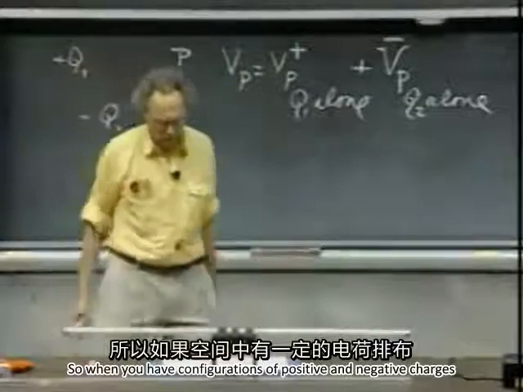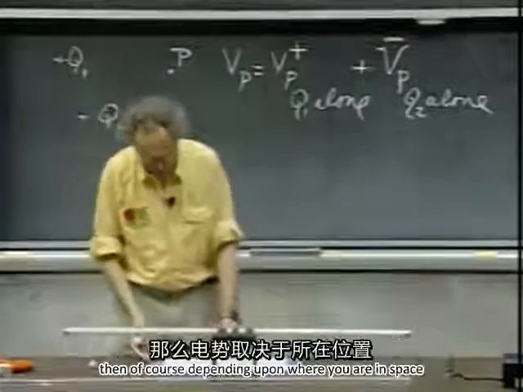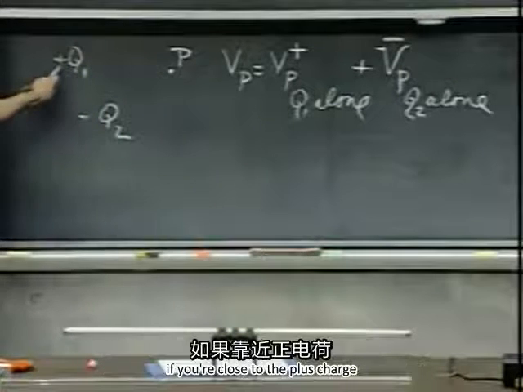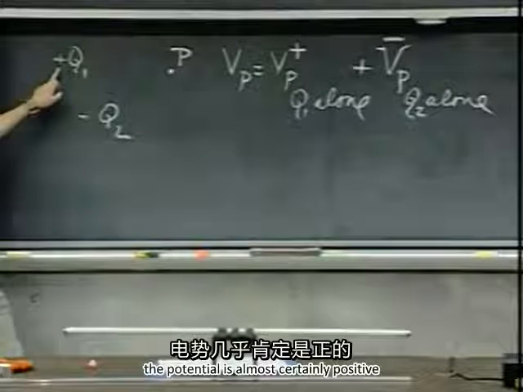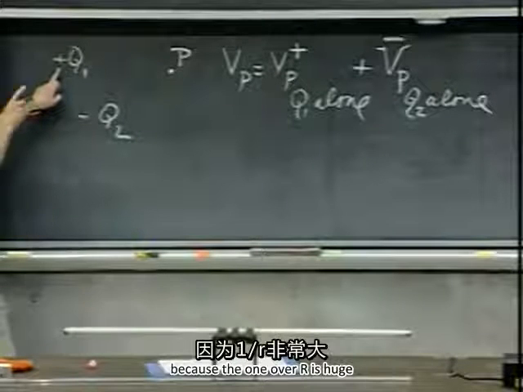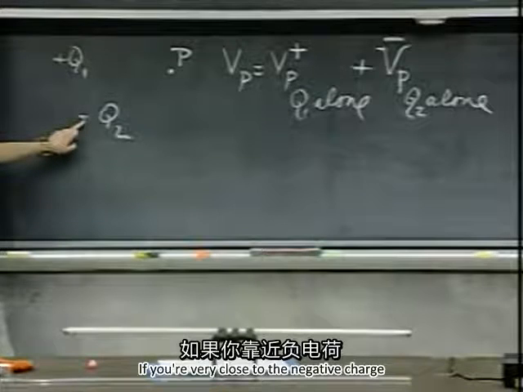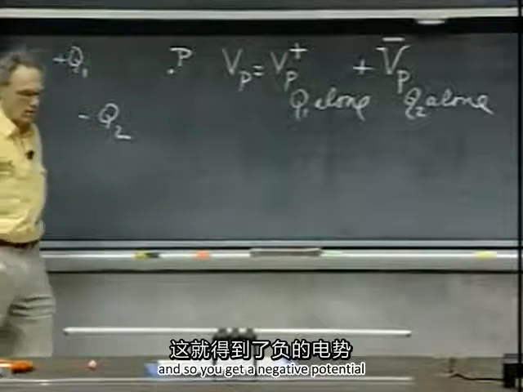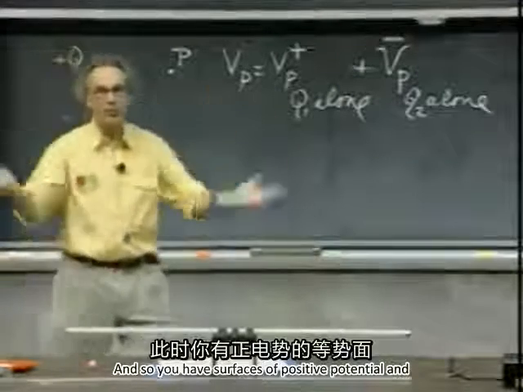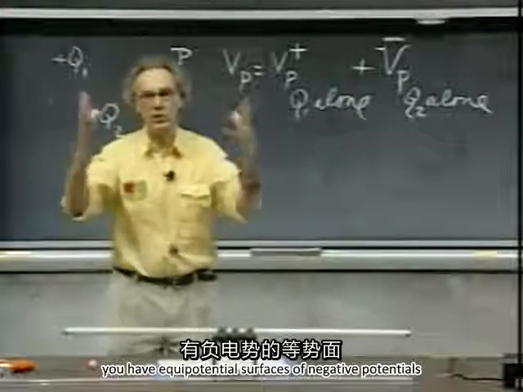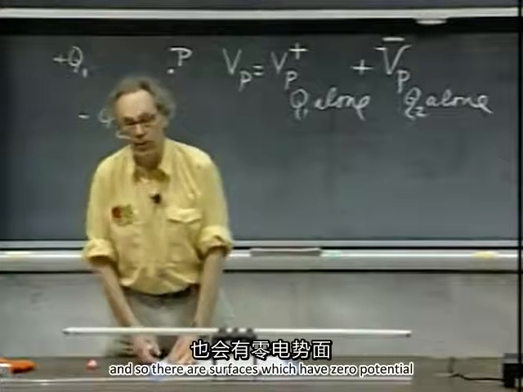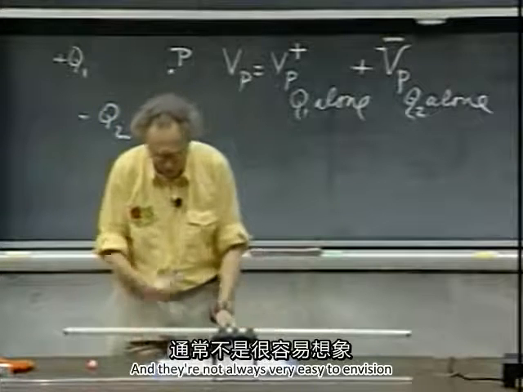So when you have configurations of positive and negative charges, then of course, depending upon where you are in space, if you're close to the plus charge, the potential is almost certainly positive, because the 1/r is huge. If you're very close to the negative charge, again, the 1/r of this little charge will dominate, and so you get a negative potential. And so you have surfaces of positive potential, and you have equipotential surfaces of negative potentials, and so there are surfaces which have zero potential. And they're not always very easy to envision.